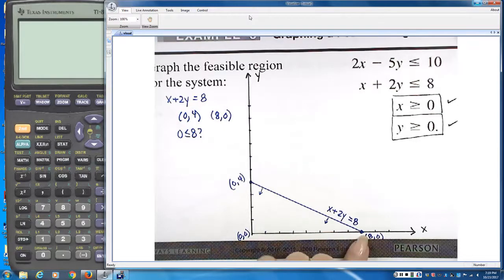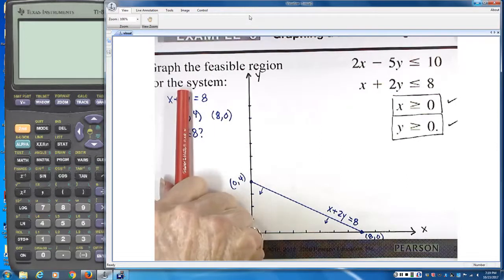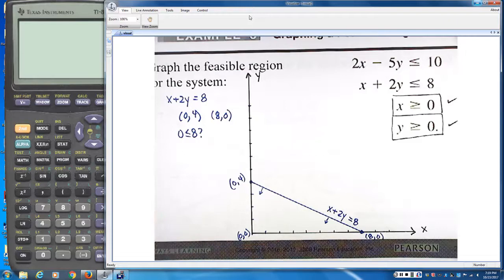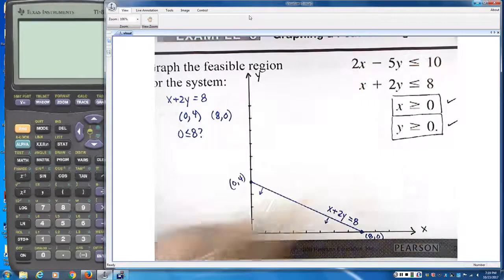How did I get the 8, 0? If I let y be 0, then 2y disappears. It doesn't matter. Okay? So then I'm going to do the same thing with 2x minus 5y is equal to 10.